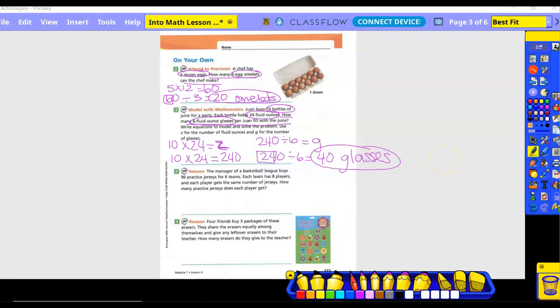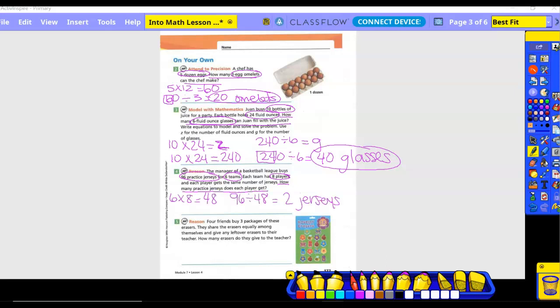Number 4, the manager of the basketball league buys 96 practice jerseys for 6 teams. Each team has 8 players, and each player gets the same number of jerseys. How many practice jerseys does each player get? So there's 96 practice jerseys for 6 teams, and then there's 8 players on each team. How many practice jerseys does each player get? So we're going to figure out our stuff and then check it together.